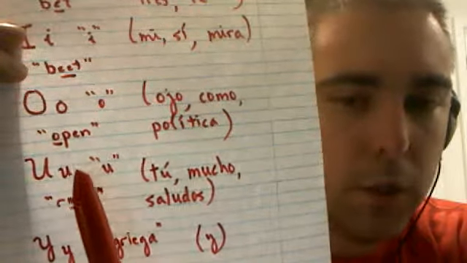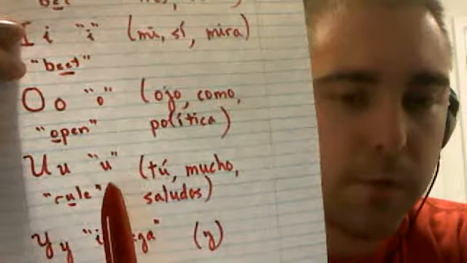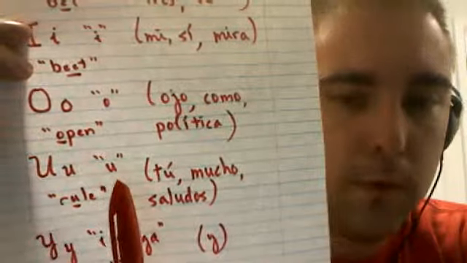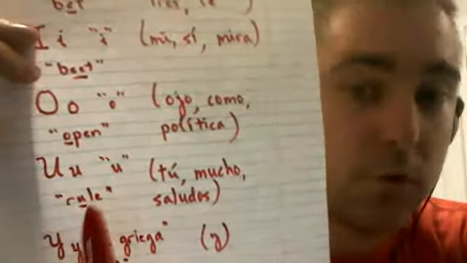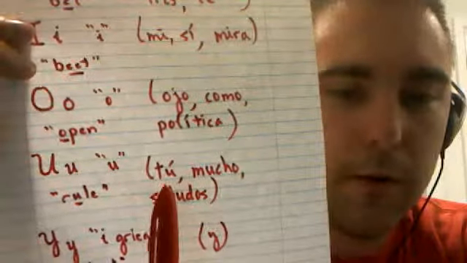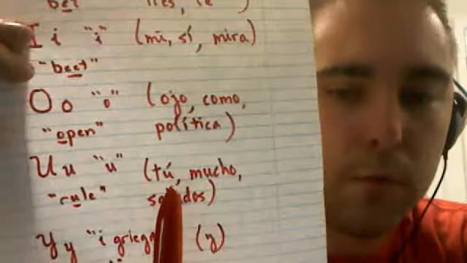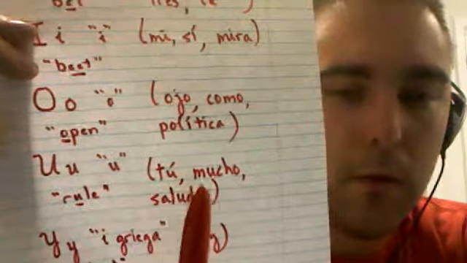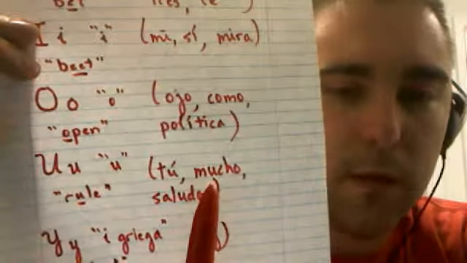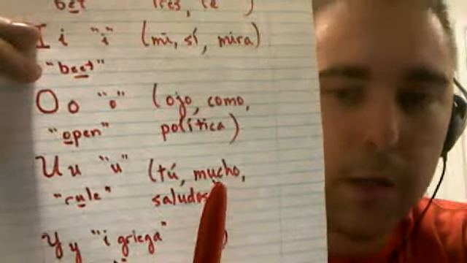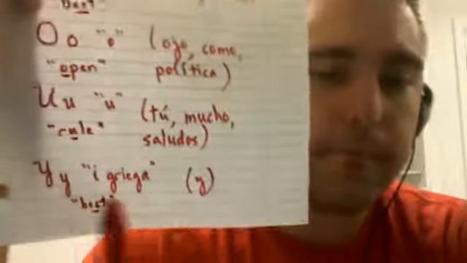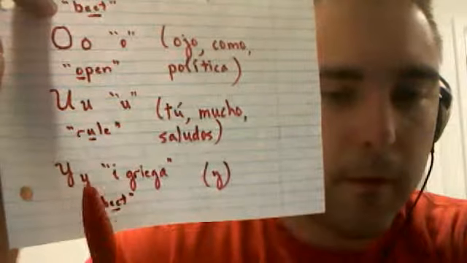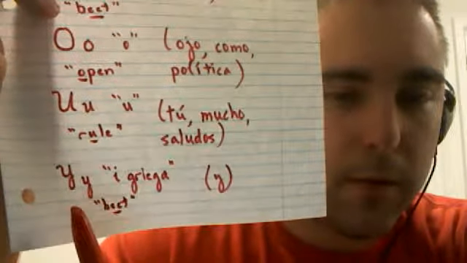Next we have what looks like the English U, but in Spanish it's pronounced oo. It's sort of like in the English word rule, but it's again a shorter sound. So we have the words tú, which means you, mucho, which means many or much or a lot of, and saludos, which means greetings.